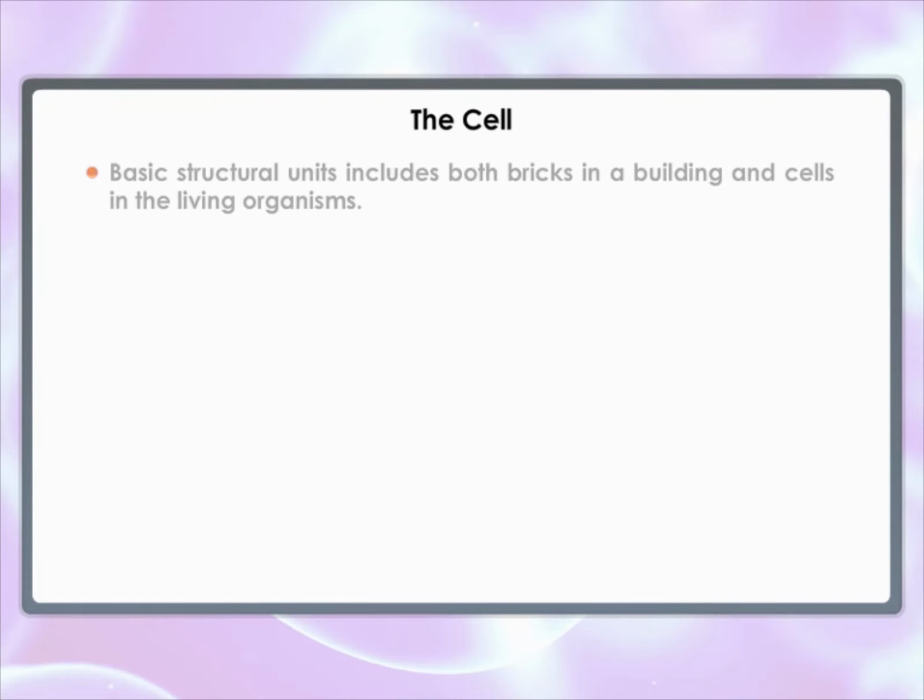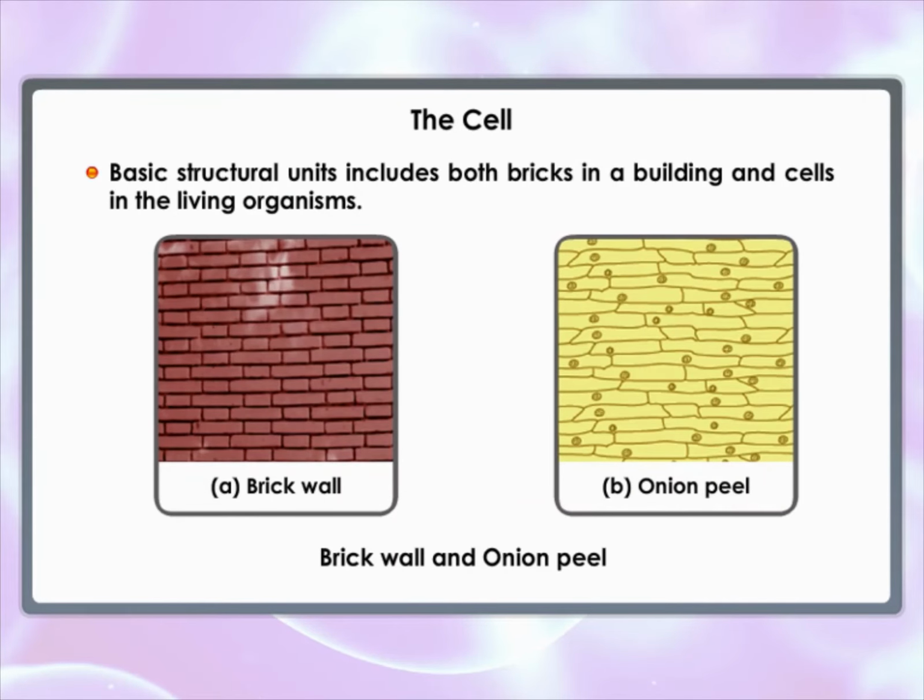The cell. Both bricks in a building and cells in the living organisms are basic structural units. The buildings, though built of similar bricks, have different designs, shapes, and sizes. Similarly, in the living world, organisms differ from one another, but all are made up of cells. Cells in the living organisms are complex living structures, unlike non-living bricks.